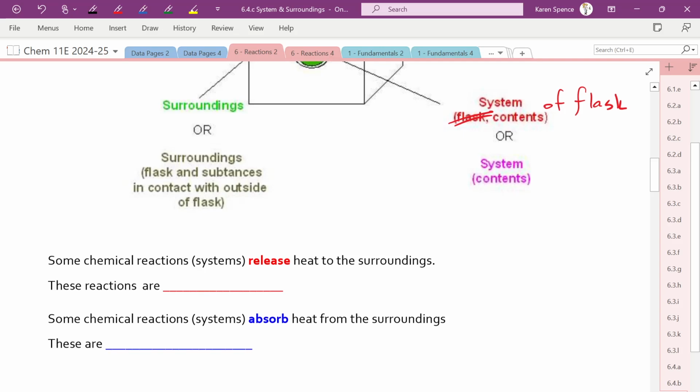Some chemical reactions release heat to the surroundings. These reactions are what? Exothermic. Some chemical reactions absorb heat from the surroundings. Those reactions are endothermic.